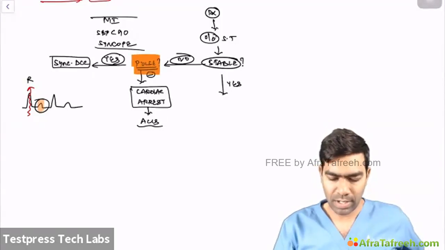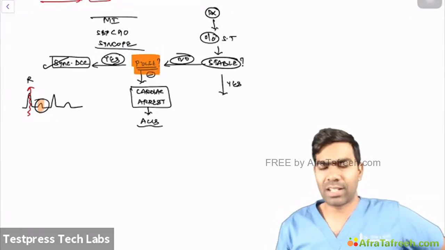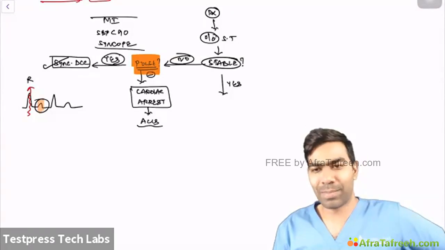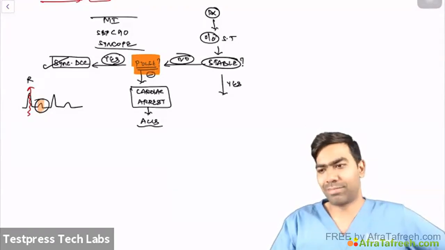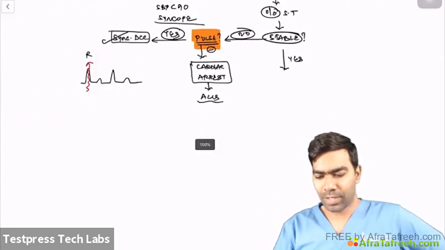If you have a pulse, then you have to go for synchronized DC cardioversion only. If you have a cardiac arrest, then that doesn't matter. What worse can you expect in a cardiac arrest? So it doesn't matter in that setting. You can straight away defibrillate. You need not synchronize there; that's illogical there.